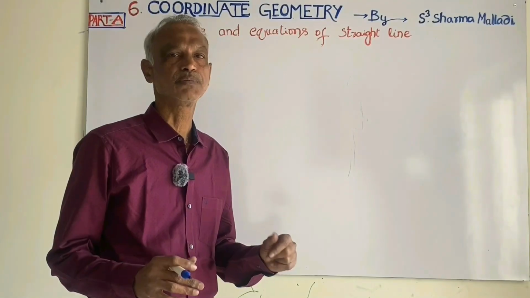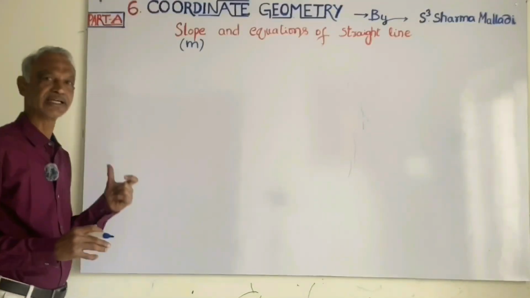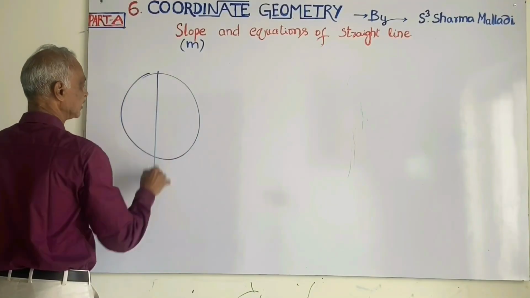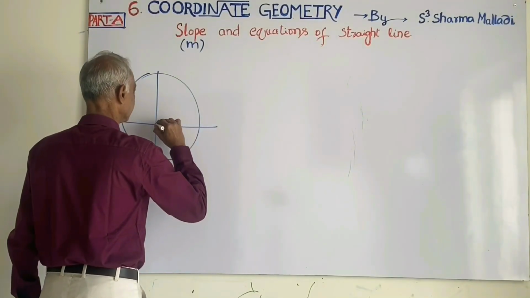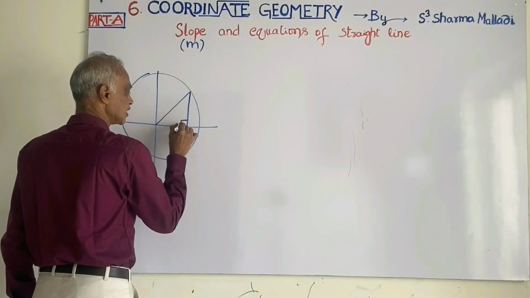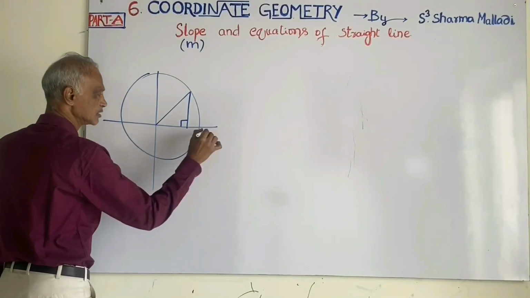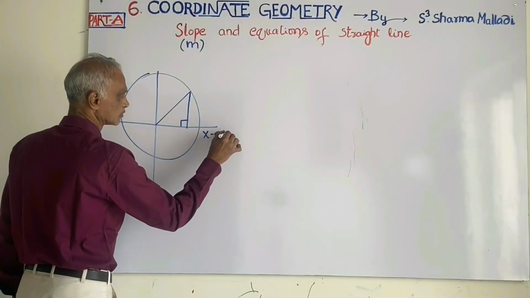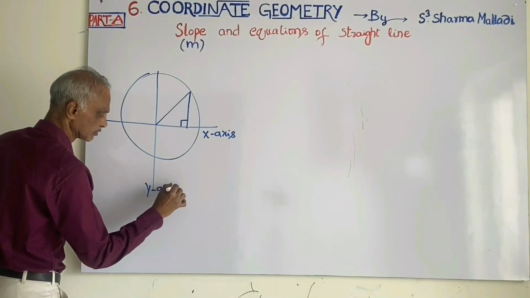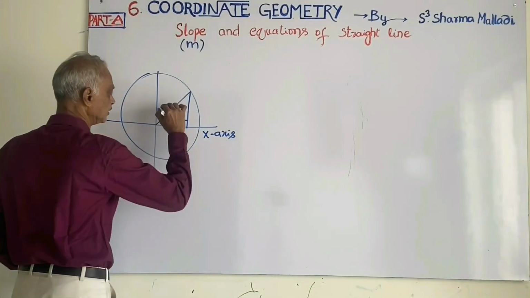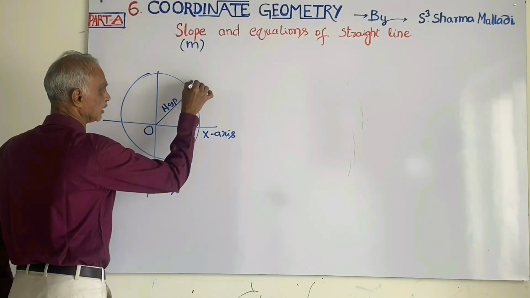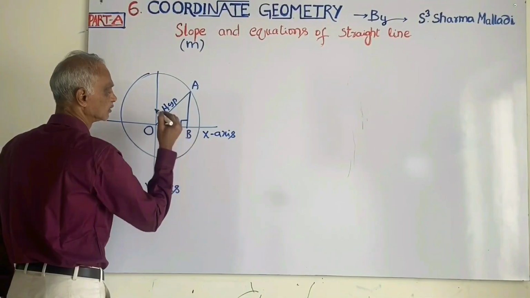To understand slope, we should understand what a right angle triangle is. I will take a right angle triangle here. This is 90 degrees. This is the x-axis and this is the y-axis. This is the hypotenuse. You take the triangle as O, A, B.